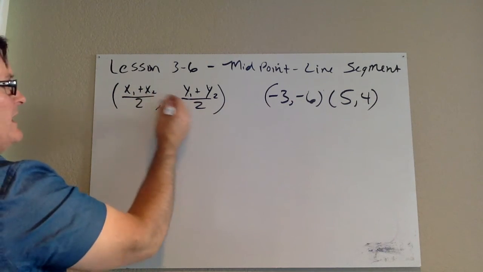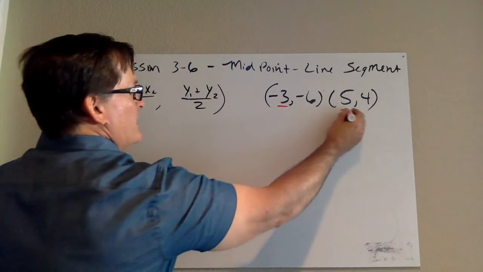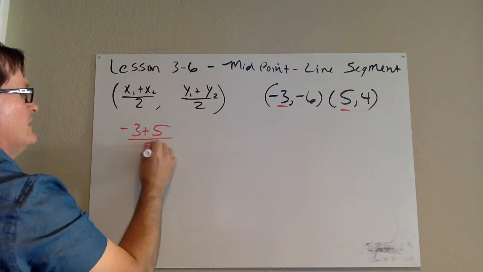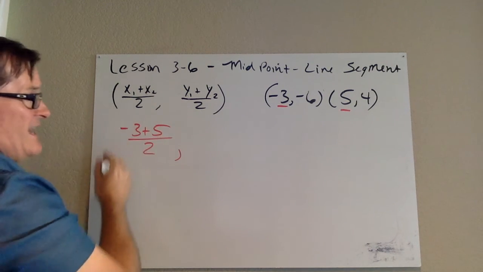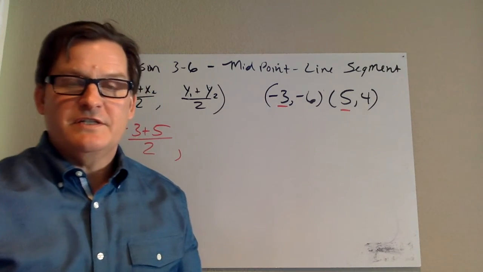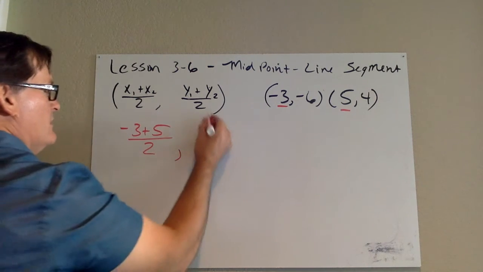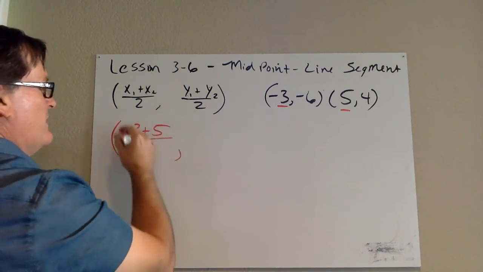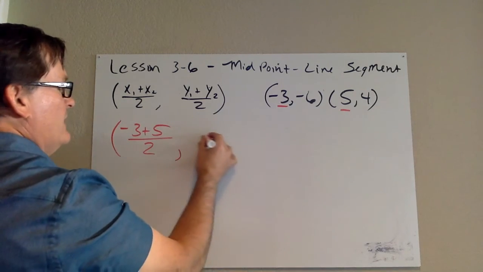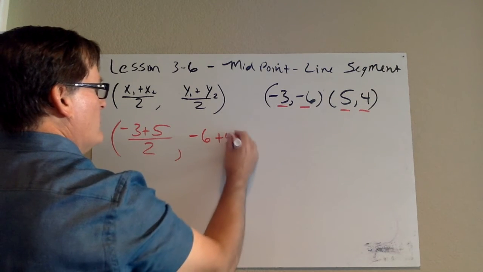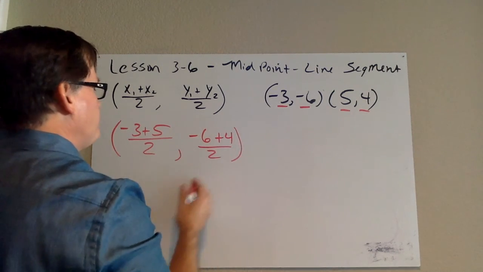So the formula, I take my x values, x1 and x2, so -3 plus 5 divided by 2. You can get these out of order. It's going to come out the same. In most of these formulas, you have to pay attention to the order. In this one, you don't. So it's a lot easier to get it right without making mistakes. Put your parentheses around because it's going to be an ordered pair. And then my y values are -6 and 4. So -6 plus 4 divided by 2.